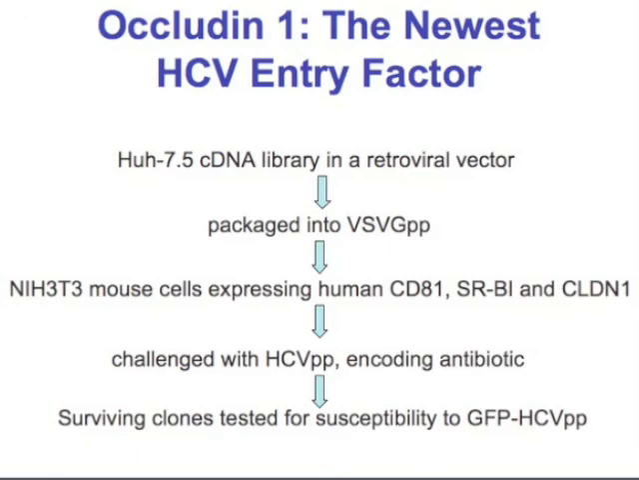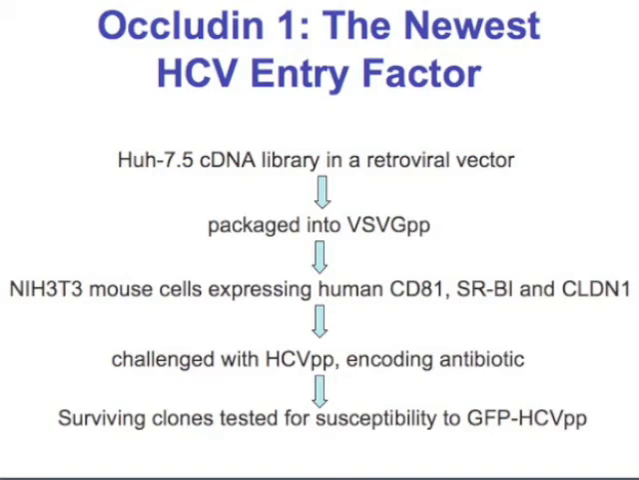So I wanted to tell you of this developing story about the role of tight junctions in HCV entry. And I wanted to show you a couple pieces of data with this protein called occludin-1, which is the newest HCV entry factor, and discuss the strategy that they used to identify occludin-1 as being involved in virus entry. So what they did is they had a cDNA library from these HUH7.5 cells. HUH7.5 cells are human hepatoma cells that support HCV infection.